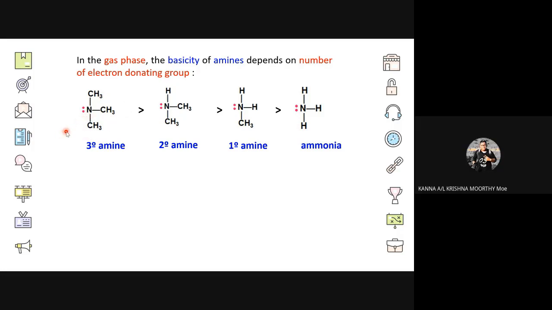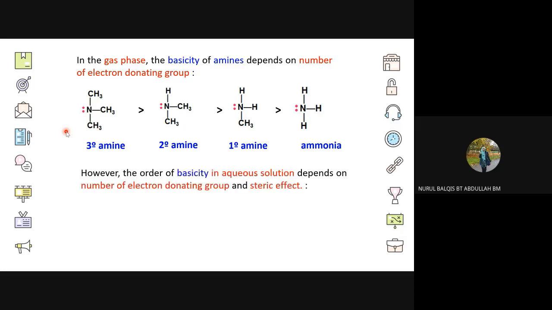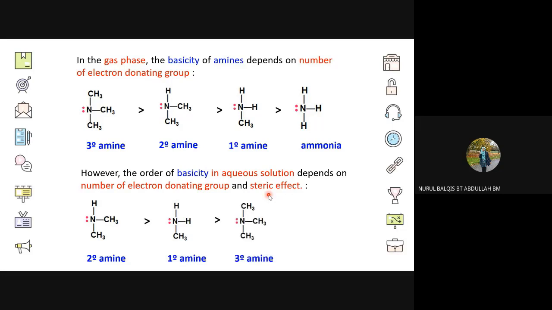But in the aqueous phase, because we also have water molecules that form hydrogen bonds with our amine, the basicity will depend on the number of electron donating groups as well as the steric effect. If you have so much steric hindrance, it will somehow decrease the basicity of the molecule. So the highest basicity goes to secondary, followed by primary, and due to the crowded space in tertiary amine, its basicity is lower than primary but higher than ammonia. So it is reversed only here for tertiary in the aqueous state. When reading the question, be careful with what it mentions. If it does not mention the phase, we assume it is the gas phase. If it mentions the aqueous phase, you must take this into account. Okay?